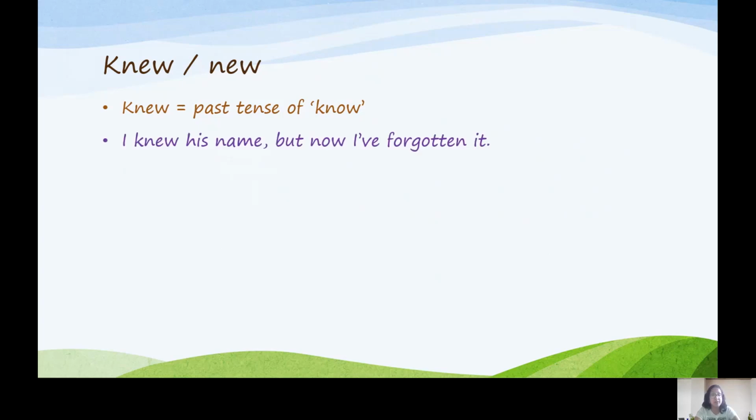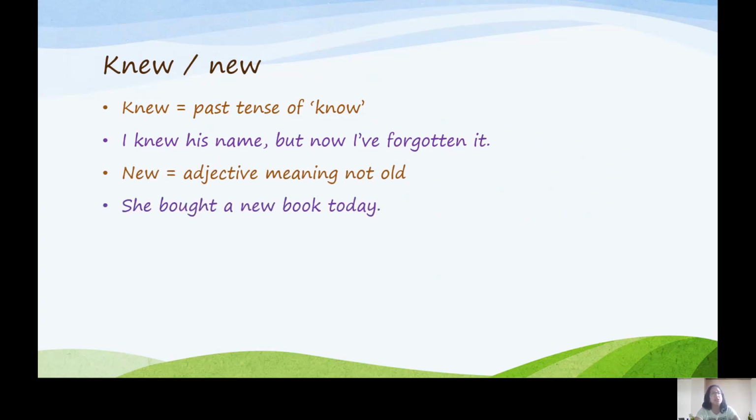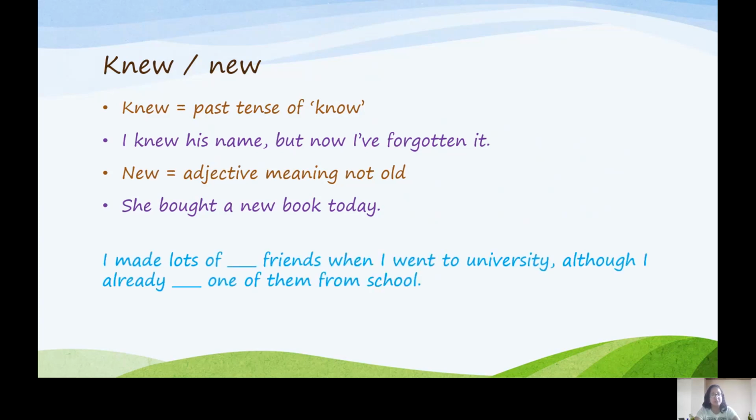Moving on to new. The first one is the past tense of the verb know. For example, I knew his name, but now I've forgotten it. Whereas the second one is an adjective, meaning the opposite of old. For example, she bought a new book today. Have a look at this text. Which word goes in each space? I made a lot of new friends. Adjective here. Although I already knew one of them from school, the past tense of know.